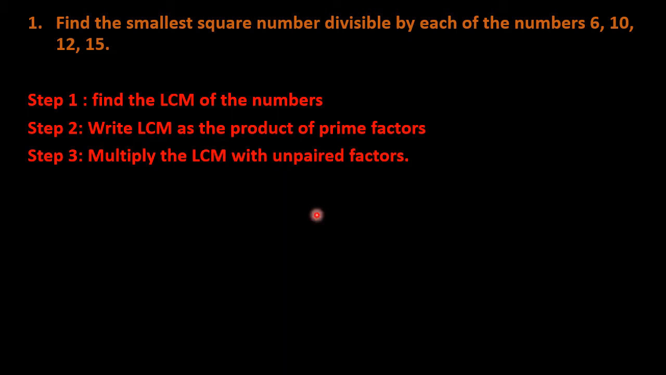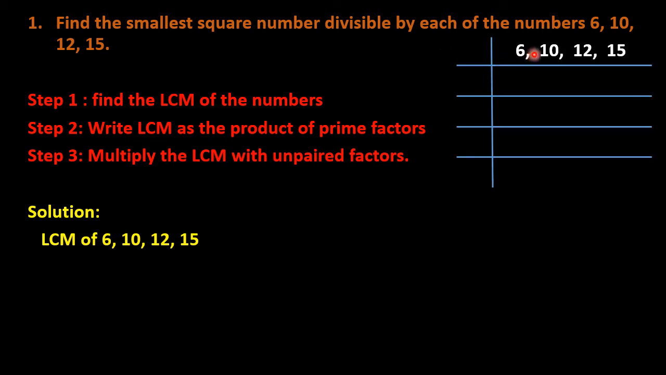Now let us proceed step by step. In step 1, we have to find the LCM of 6, 10, 12 and 15. Here on the right hand side, I have written the four numbers separated by commas. First let me divide by 2. 2 3s are 6, 2 5s are 10 and 2 6s are 12. 15 is not divisible by 2, so we write 15.